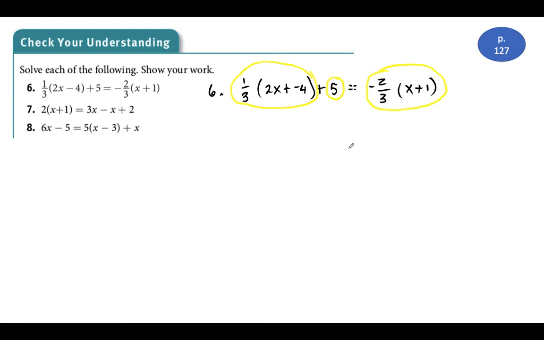Let's draw a line through the equal sign. Oh, I'm drawing with white. That's not helpful.